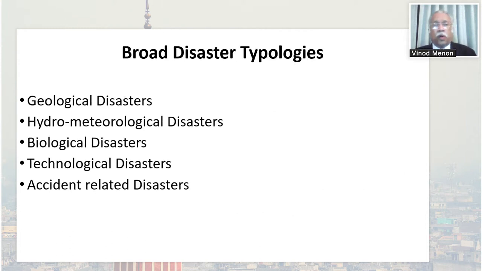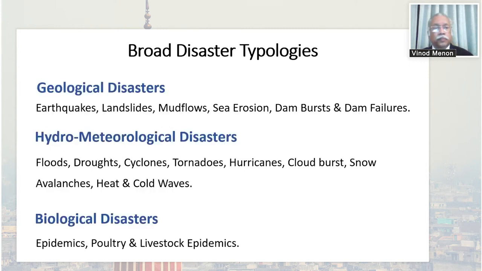So in terms of the broad disaster typologies, as we all know, we have the geological disasters, and we have hydrometeorological disasters, biological disasters, and chemical, biological, radiological, and nuclear emergencies, technological disasters, and accident-related disasters. So these are broad disaster typologies. And then, you also have man-made disasters, including terrorism, militancy, and conflict, and many other kinds of man-made disasters.